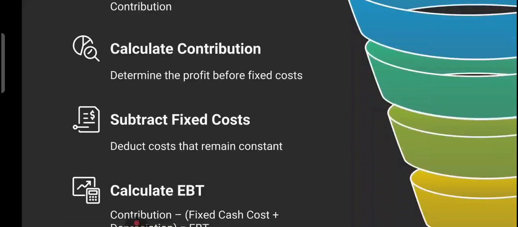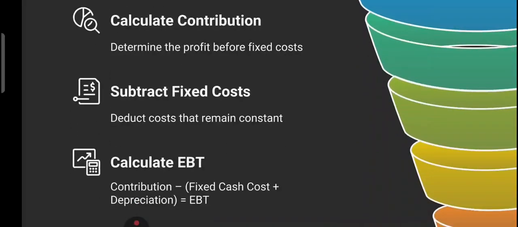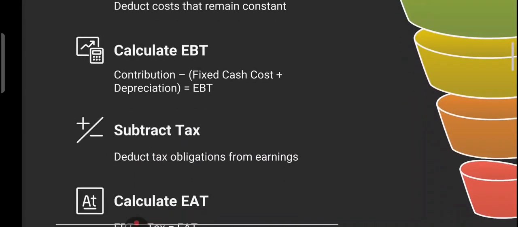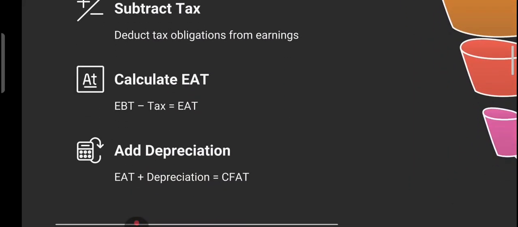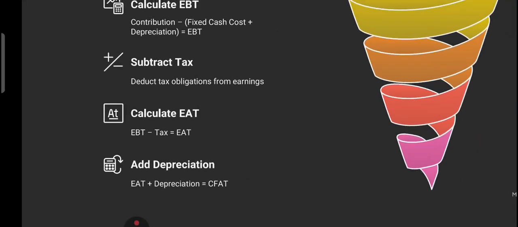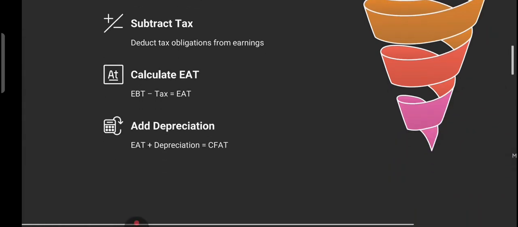From EBT you subtract the tax, you get EAT, earnings after tax, and from earnings after tax you add back the depreciation, then you will get CFAT. This is the cash flow generated after tax. And this calculation will be super helpful while dealing with cash inflow, cash outflow type of transactions. That is called cash flow after tax.